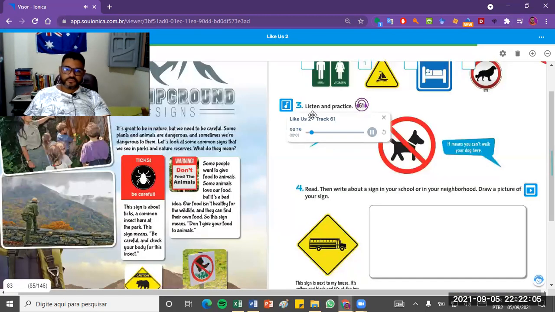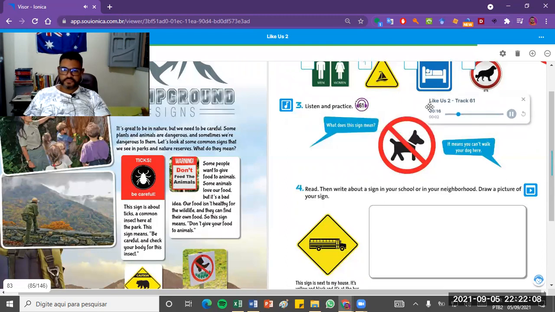Unit 7, Lesson 4, Track 61. What does this sign mean? It means you can't walk your dog here.